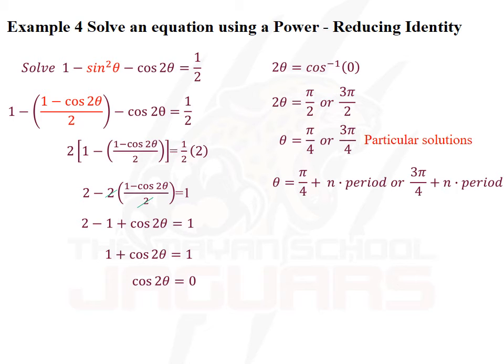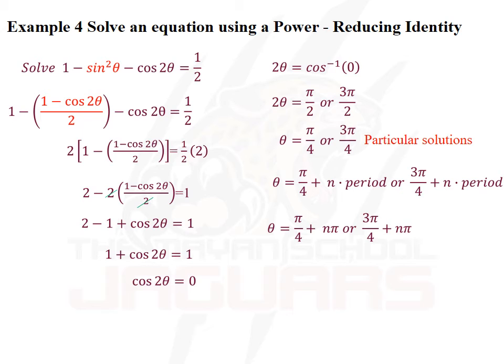So to find the general solutions, it will be theta equals pi fourths plus n times the period, or 3 pi fourths plus n times the period. But we just remembered how to find the period. The period is pi. So the general solutions are the following: theta equals pi fourths plus n pi, or 3 pi fourths plus n pi. Why n? n represents an integer, and n could be positive or negative, representing that you can find as many solutions as you want.